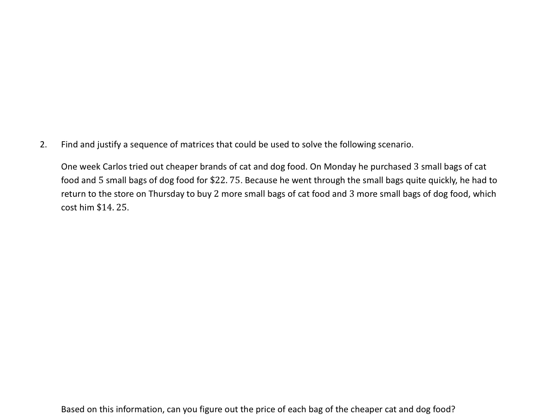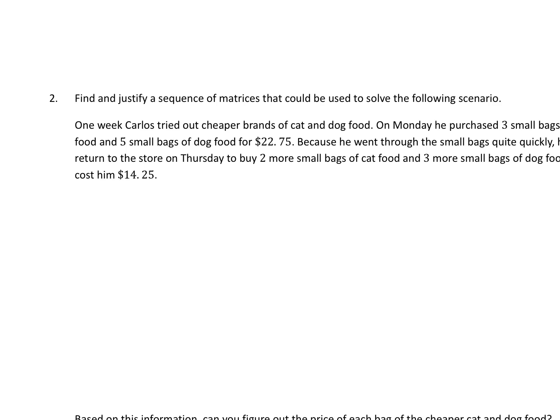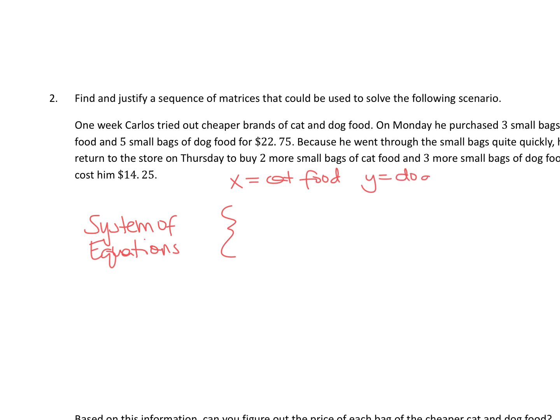Okay, so we're just going to start first by showing what this system of equations looks like. So to kind of tie it back into previous lessons, right? So the system would look like this. System of equations. And I'm going to set x to be the cat food. That way we're all consistent. And y to be the dog food.